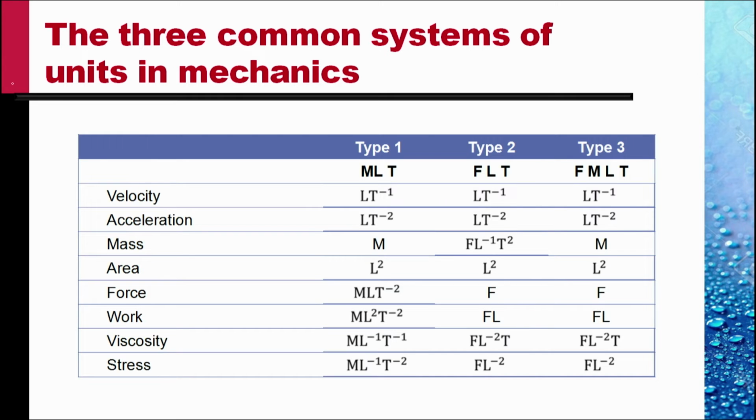All these dimensions you can work out very easily. For example, work is force times the distance moved. So the dimensions of work would be the dimension of force times length. So M L T minus 2 multiplied by L in type 1 system, and F times L in type 2 system, and also the same in type 3 system.